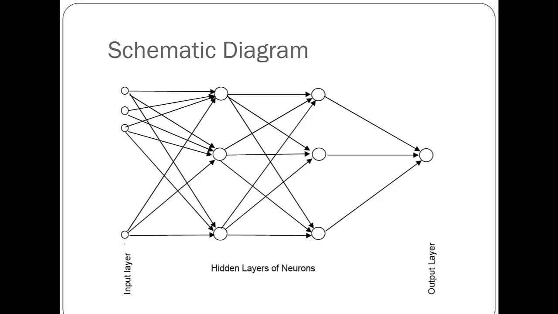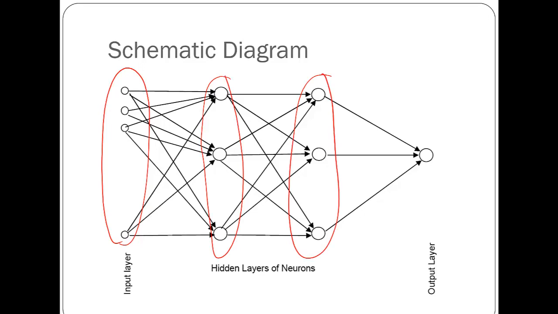Now, here we have the input layer. So in this example, we would have 1, 2, 3, 4 different input variables, and we have 2 hidden layers. The first one has 3 different nodes. Here they are, 1, 2, and 3. And the second one also has 3 different nodes. And then finally, we have a single output layer and 1 node in the output layer. It is possible to have more than 1 node in the output layer.